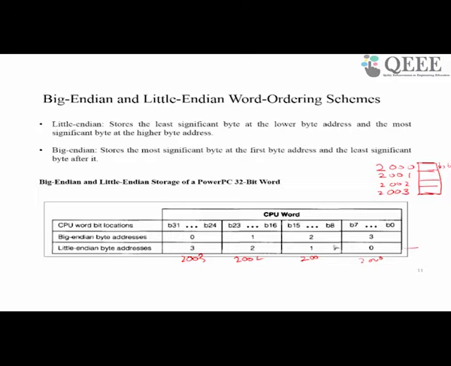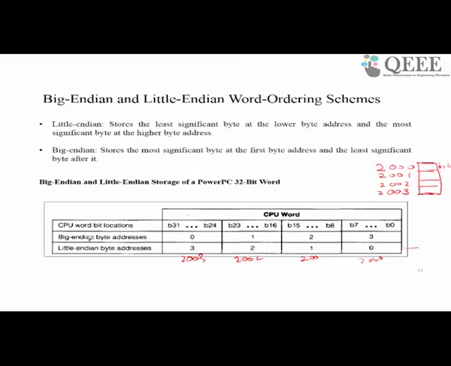On the other hand, if the lowest significant byte is stored at the highest address, then it is called the Big Endian way of packing. Different processors have different conventions. For example, Intel processors have a particular convention, whereas Motorola processors have a different convention.